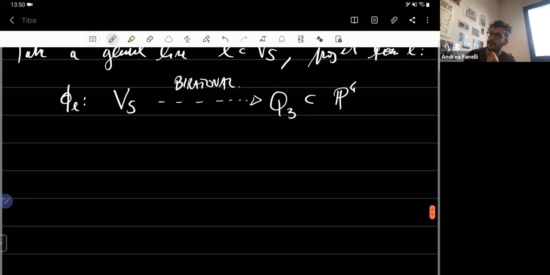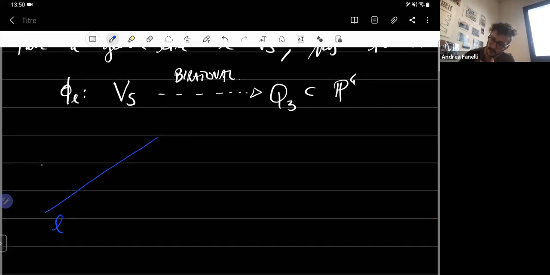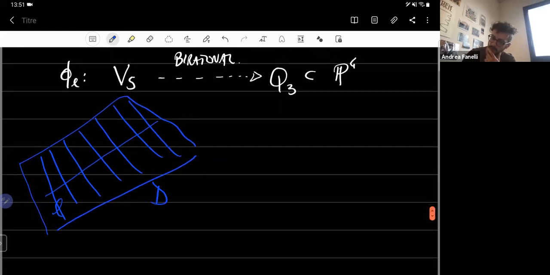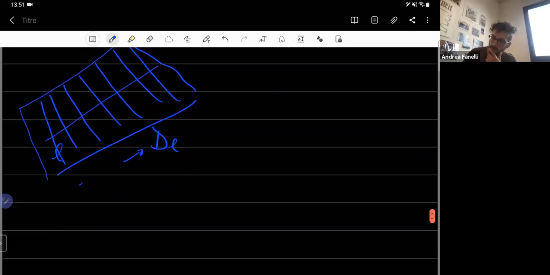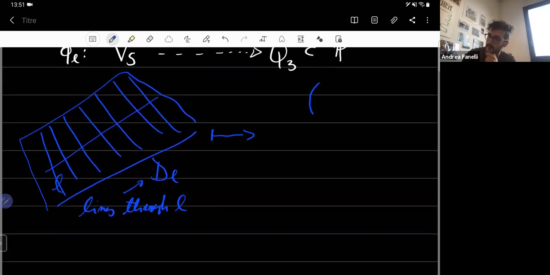Let's make a little picture of that. So we have our L here. And then, what is the divisor which is contracted by this projection? Well, you take the lines through this line L, this divisor D_L, which is given by the lines through L. And this is what is contracted. So phi_L of D_L is, say, C_L, which is a twisted cubic.